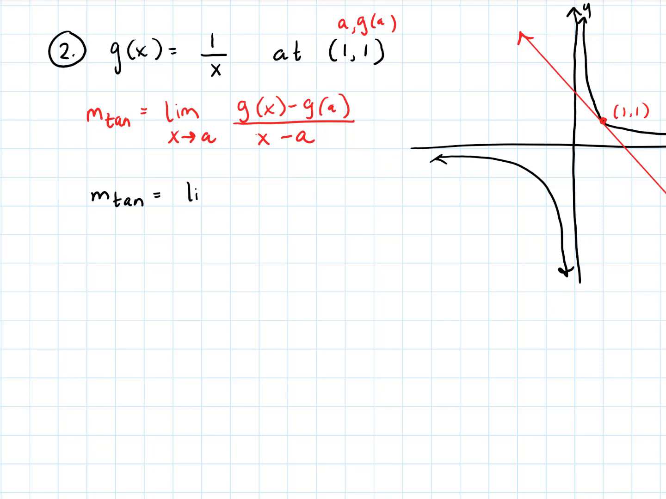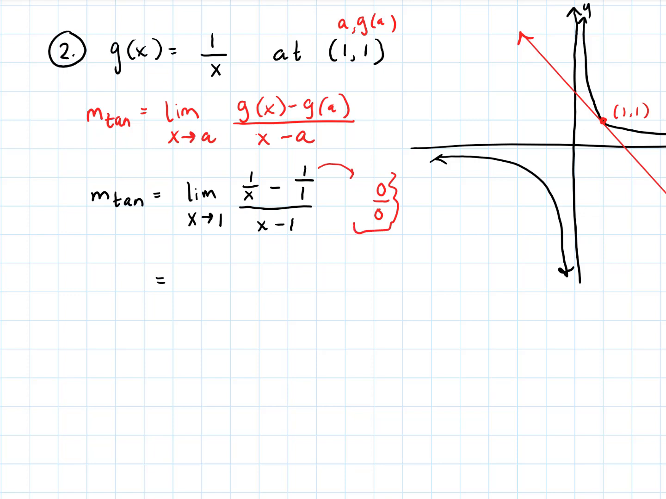So let's get in here. So the limit as x is approaching 1, g of x is 1 over x, minus, now when we plug in 1 here, this would be 1 over 1. Now we already know that's 1, but I'll write it there so we can see it, over x minus 1. And now we end up with a limit, and we have to apply our limit techniques. Again, we always try direct substitution, and notice that we get 0 over 0, which just means we've got to do more work.